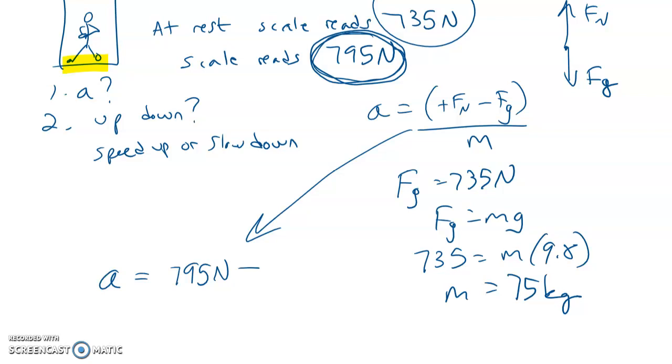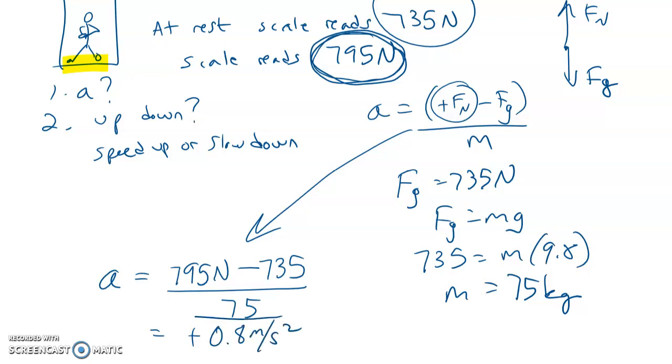795 newtons is the normal force. That's how much the scale is pushing upward with. So that's what the scale reads. And Fg is 735 newtons, and the mass is 75 kilograms. And so when you do all of that calculation, you get a positive answer, which I did not do ahead of time, so I'm cranking this out on my calculator right now. Isn't this exciting? It looks like we get positive 0.8 meters per second squared. That's the acceleration at that moment in time.